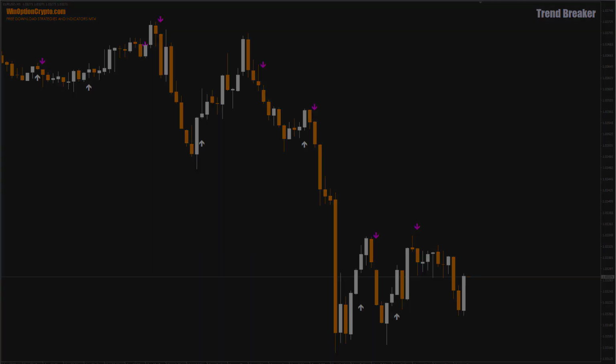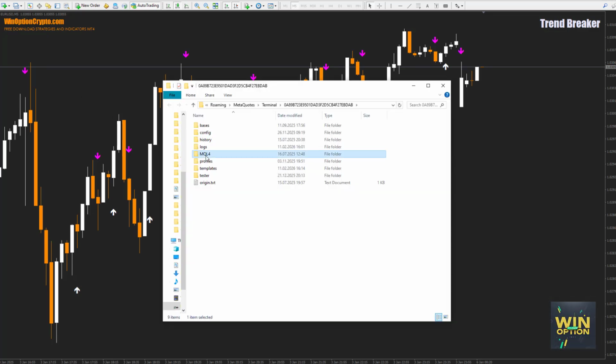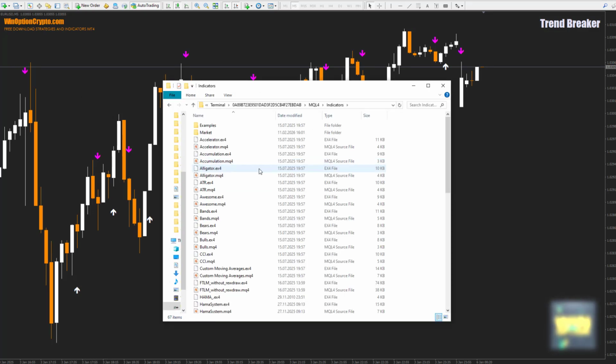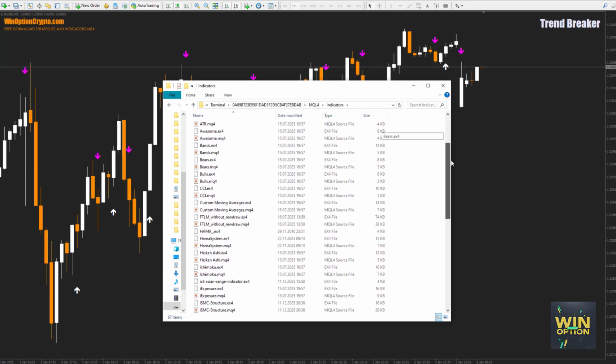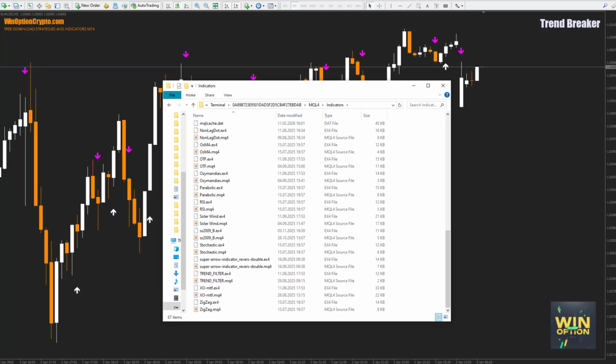Let's install Trend Breaker in the MetaTrader 4 terminal. The strategy's indicators, as well as our template with all the settings, are installed in the standard way. Nothing complicated. You can find a link to the archive containing the indicator and detailed installation instructions in the description below this video. Now let's break down the operating principle and the key settings of this strategy.